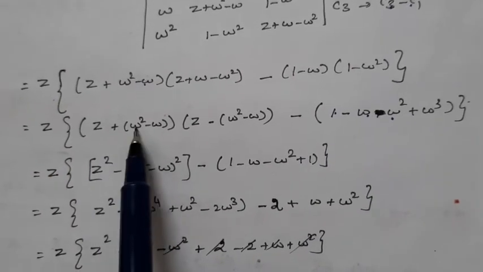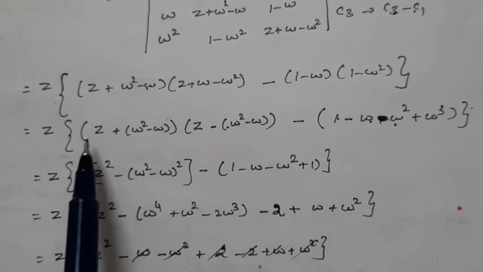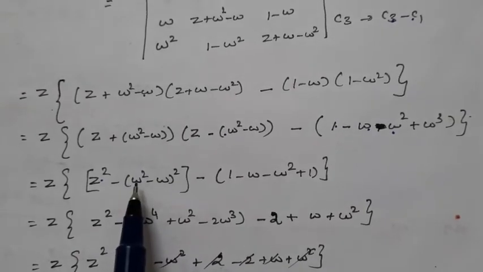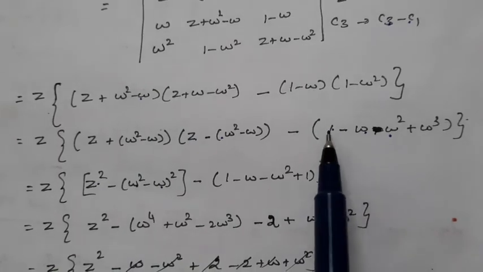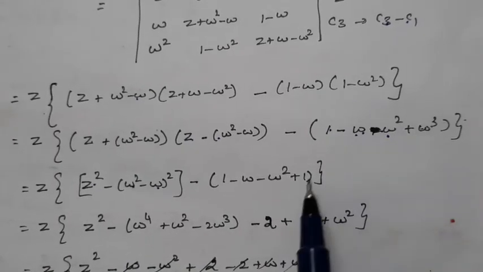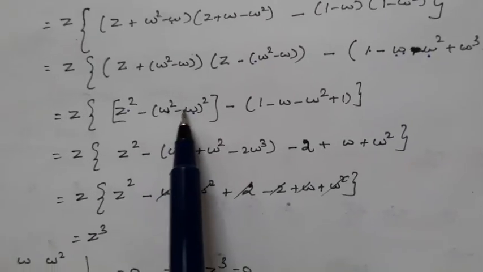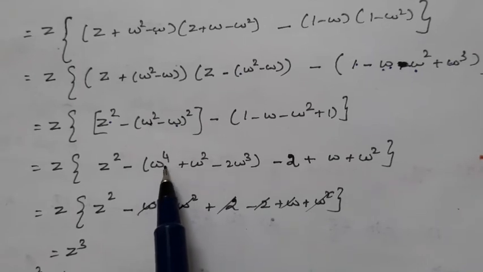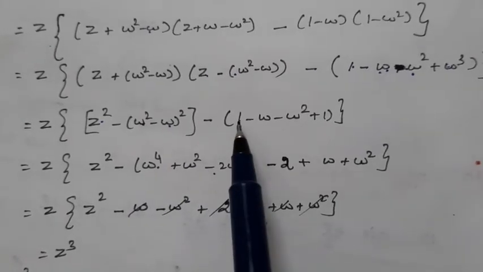This is in the form (a plus b)(a minus b). So what is its product? a squared minus b squared, with a being Z and b being omega squared minus omega. This will be Z squared minus (omega squared minus omega) the whole square. And here, in 1 minus omega squared, omega cube is nothing but 1. Expand it using (a minus b) the whole square: omega power 4 plus omega squared minus 2 omega cube, and then 1 plus 1 is 2.